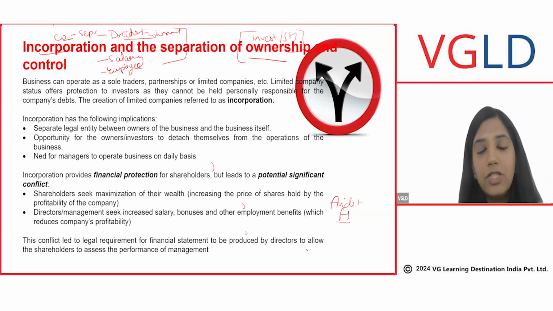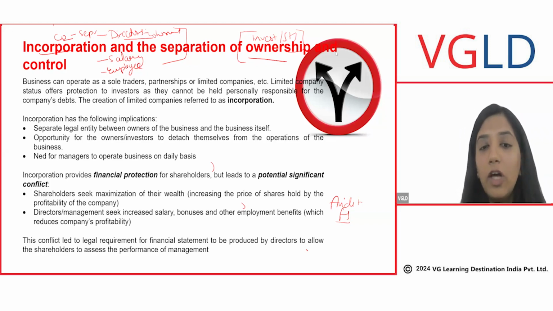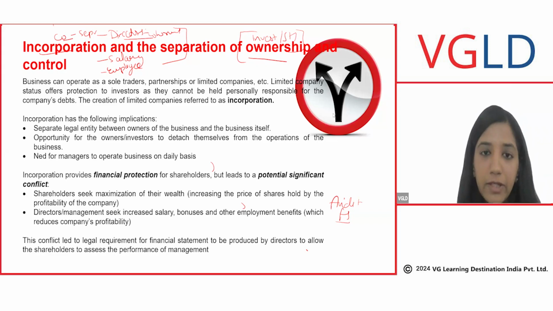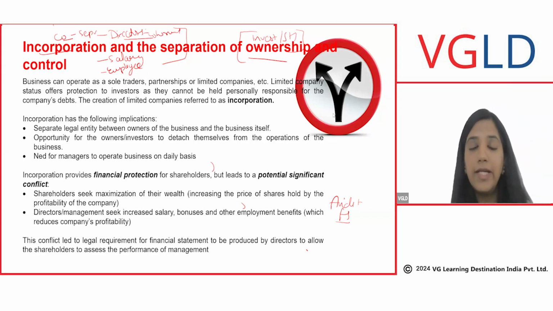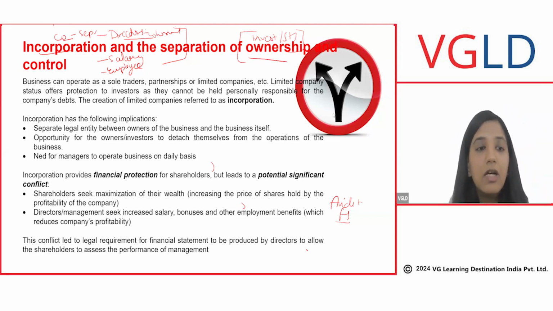So, incorporation and ownership. Just give me a moment, okay? Incorporation and separation of ownership and control. Like I told you, there is a corporate veil. I hope you all know what the corporate veil is. It is a separation. One is the owner of the company and another is the company. The company is completely separate from its owner. It is a different entity, right?